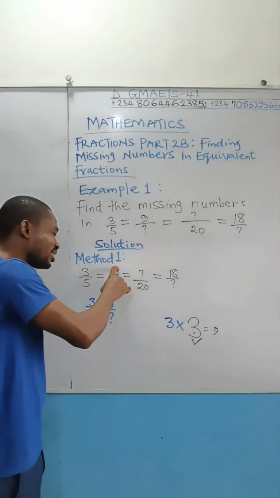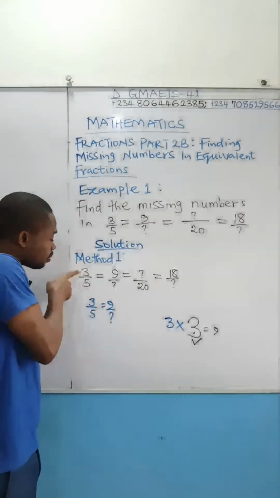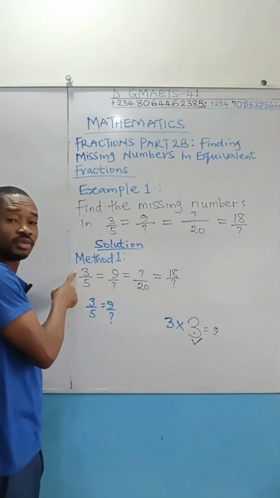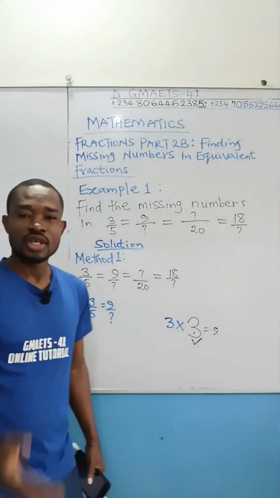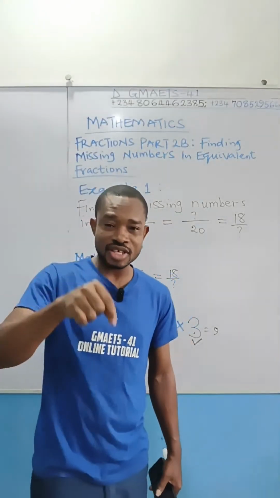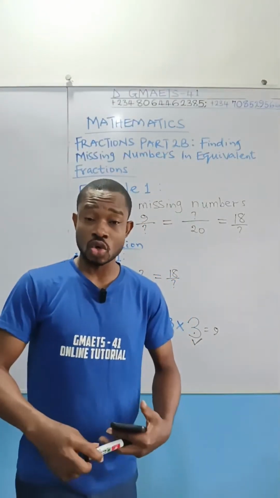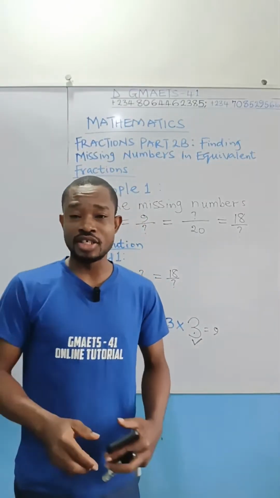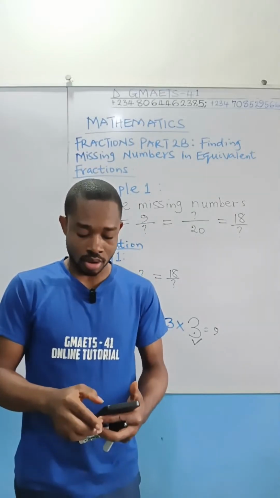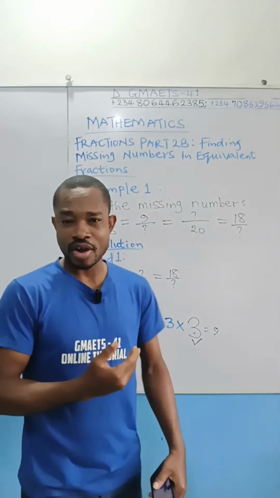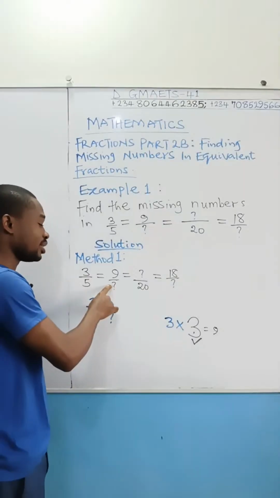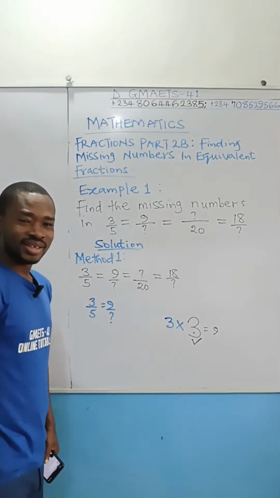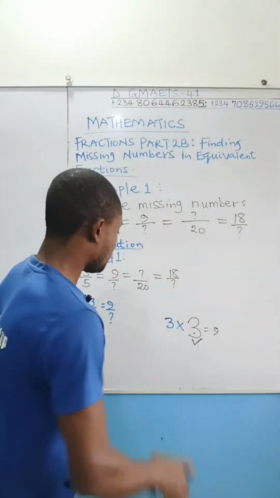Simply, to obtain this fraction, we multiply the numerator and the denominator of this 3 over 5 by 3. In our equivalent fractions lesson yesterday, I told you that to obtain an equivalent fraction, you simply multiply the numerator and denominator by the same number. And here we have found that number, it is 3. So I will multiply this 5 by 3 to get this one. Is that clear? All right.